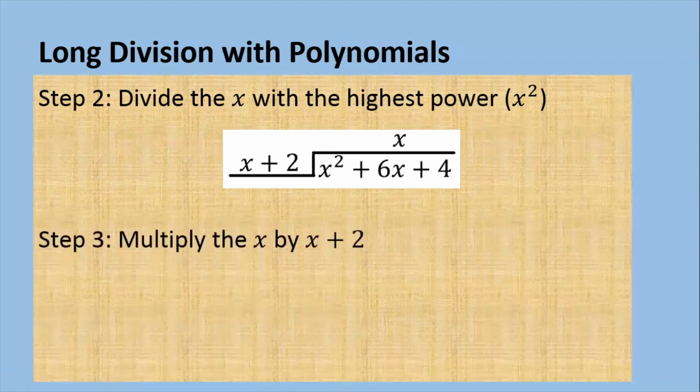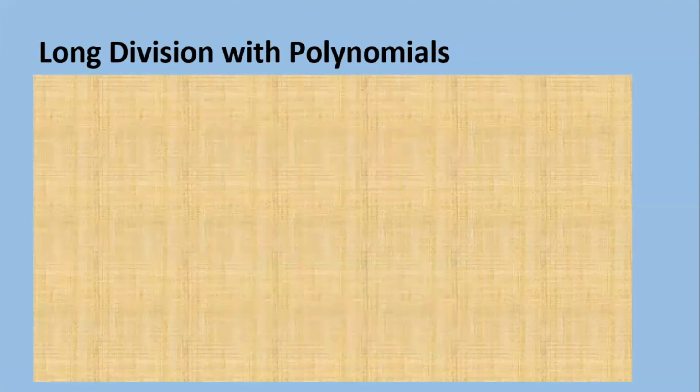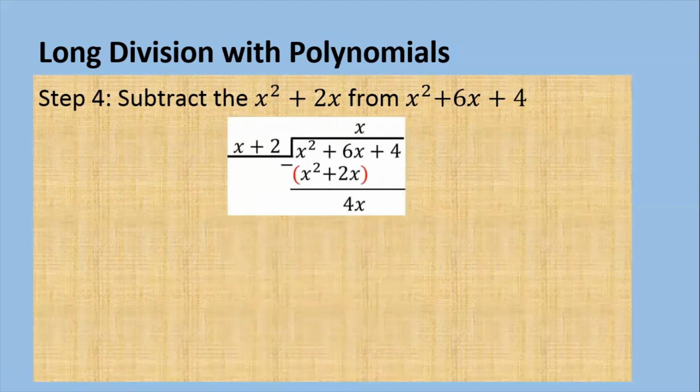Well, you will multiply this x by x plus 2. So when you multiply x by x plus 2, what do we have? Well, x times x, that's x squared, and x times 2 is 2x. Simple, okay? What do we do next? Well, you will subtract the x squared plus 2x from x squared plus 6x plus 4. Okay, now how do we subtract? Well, x squared minus x squared, that's 0.